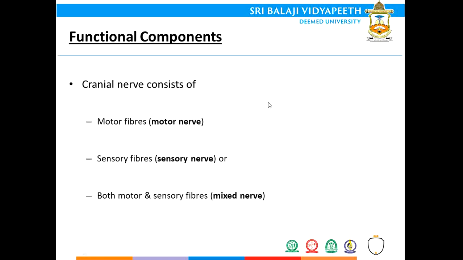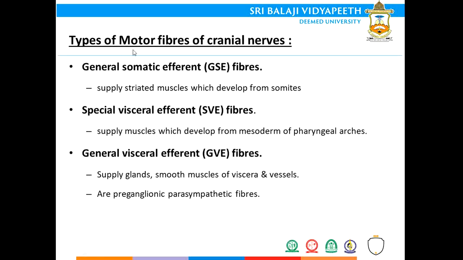Now, what are the functional components? Whenever we talk about any cranial nerve, there can be motor fibers, that is the motor component, then sensory fibers, the sensory component, or there can be both motor and sensory fibers. So what are the types of motor fibers? Motor fibers mean they will be supplying the muscles. There are 3 types. One is general somatic efferent. Remember, whenever it is efferent, that means motor. If it were afferent, that means sensory.